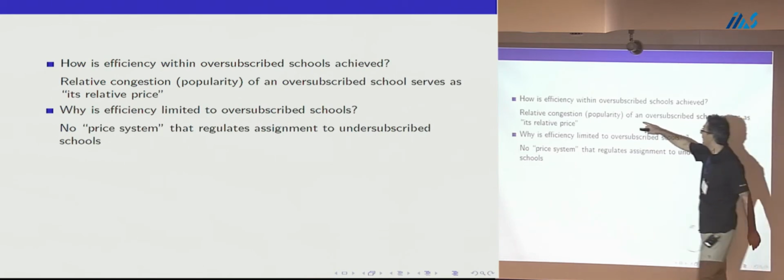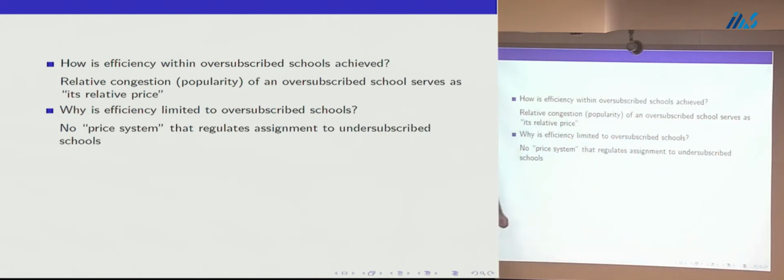Since there are more students that target an oversubscribed school than the available seats at that school, the popularity of the school serves as a pricing mechanism. The more students targeting it, the less likely for me to get into that school, so the higher the price of the school is.